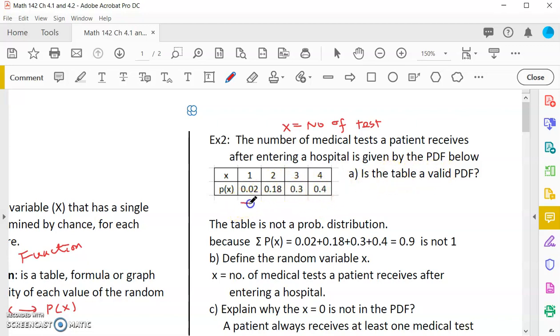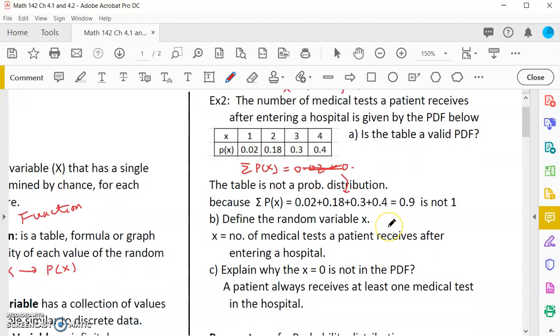So let's try. Let's add them together. Are they equal to 1? If I do 0.02 plus 0.18 plus 0.3, it is 0.9 only, not 1. So this is only a partial one. What could have happened? Maybe someone did not provide 5 or 6. Could it be that it is missing 0? It doesn't have to have 0.